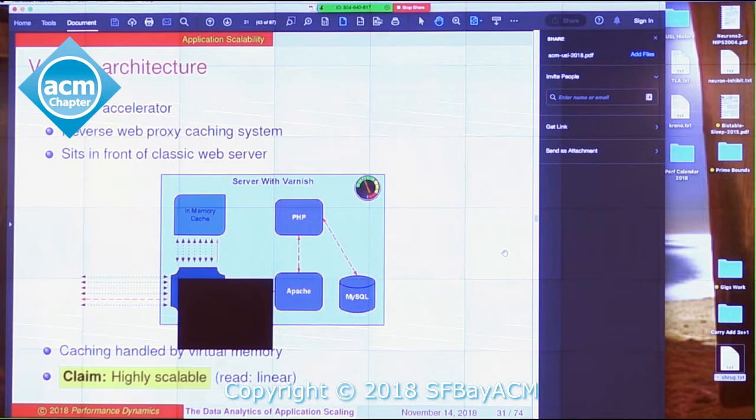And the claim basically is that this thing is highly scalable, meaning really linear. And remember what I said before, you know, doubt everything and then verify. So when I see a claim like that, it's like, oh yeah, let's take a look at that thing with the USL. Let's do that. So here's the data that's provided to me.